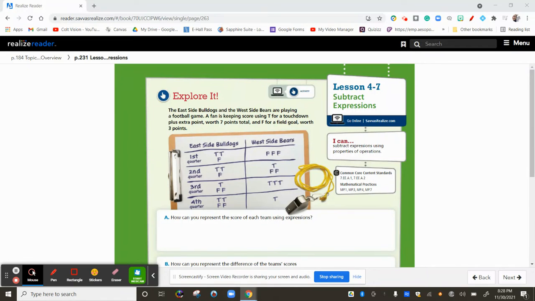So this video is part one of lesson 4.7 on subtracting expressions, which is found on page 231. In this lesson, we're going to learn how to subtract. Right here, I can subtract expressions using properties of operations. We've been adding expressions, simplifying expressions, and writing expressions, but now we're going to also subtract them from each other. So we're going to skip that, explore it.